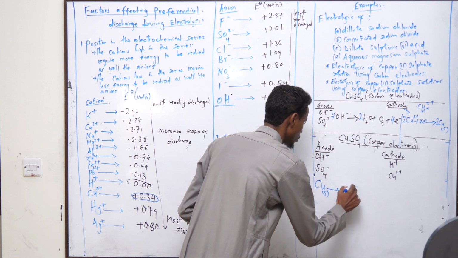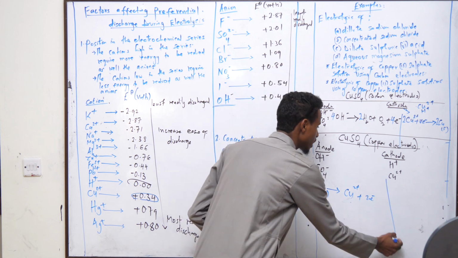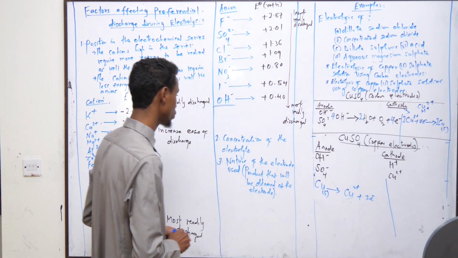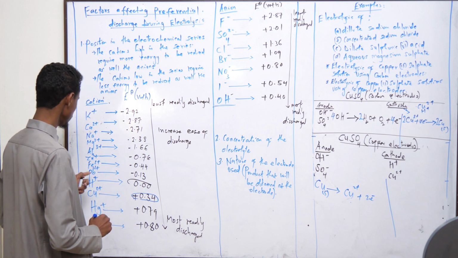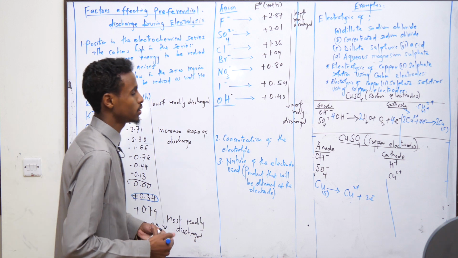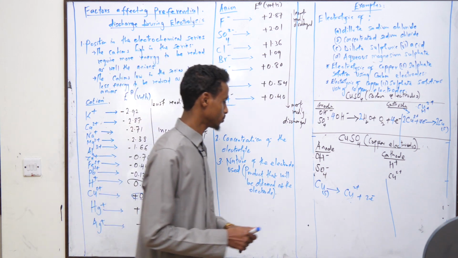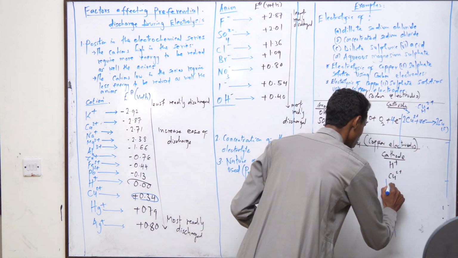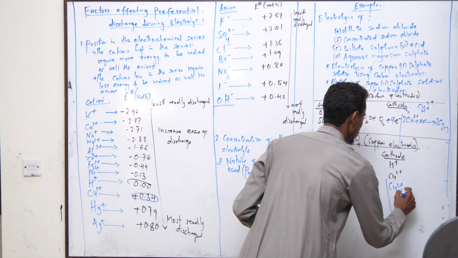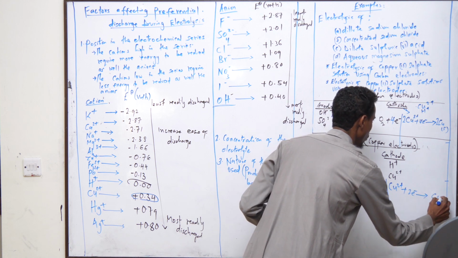This is copper solid, copper 2 ions plus 2 electrons. Now, what happens at the cathode? At the cathode, we have copper and hydrogen. So which one will be preferentially discharged? Automatically it will be copper. Now, copper 2 ions plus 2 electrons form copper solid.